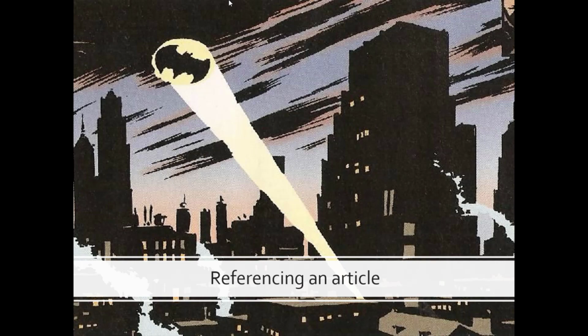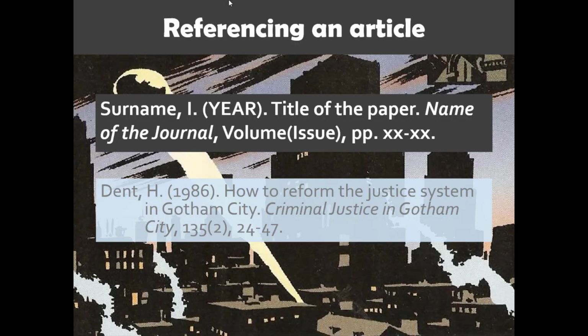Now, to reference an article, you start with the name of the author, followed by a comma, then the initial of the author, followed by a full stop, then the year of publication of the article, followed by a full stop, then the title of the paper, followed by a full stop, then the name of the journal, in italic, with a comma afterwards, then the number of the volume, followed without a space by the issue number, between brackets, then a comma, then the pages of the article, with a hyphen in between the two pages, followed by a full stop.